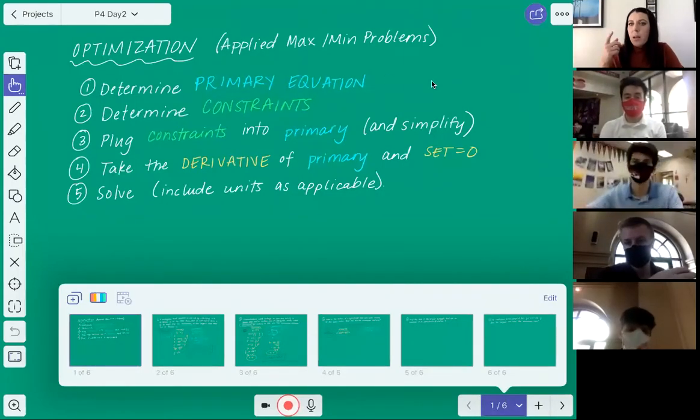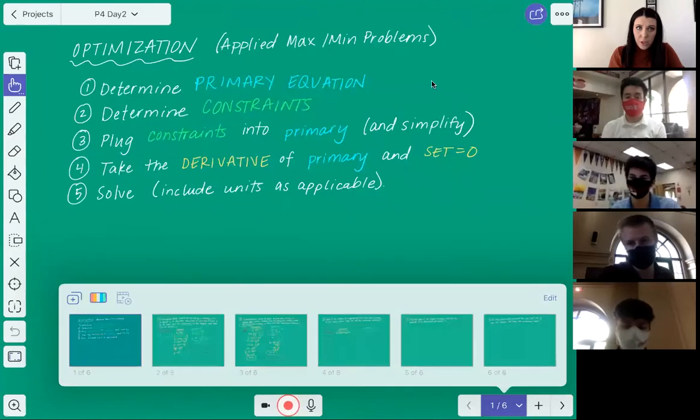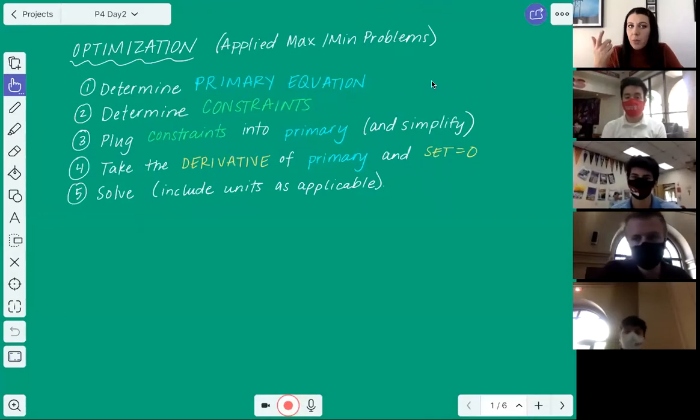Okay, so the steps for optimization were that we were determining the primary equation, then determining the constraints, then plugging the constraints into the primary equation, taking the derivative of that primary and setting it equal to 0, and then solving and including whatever units were applicable for that question.